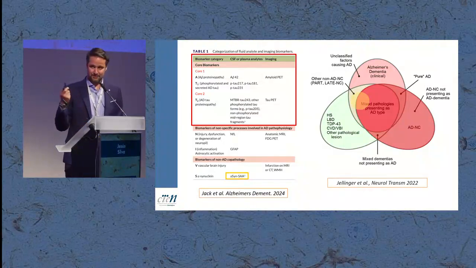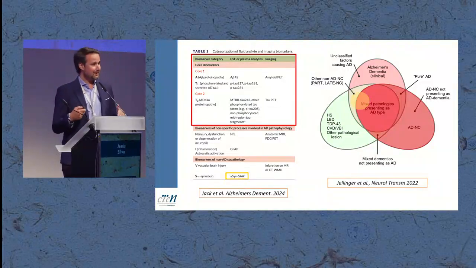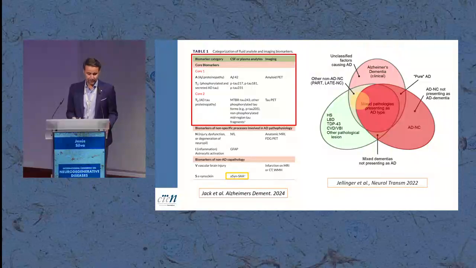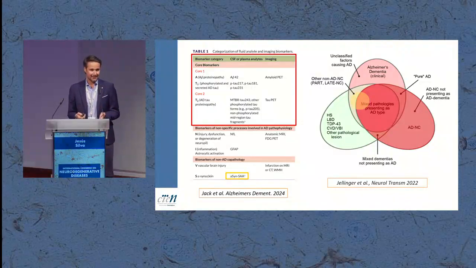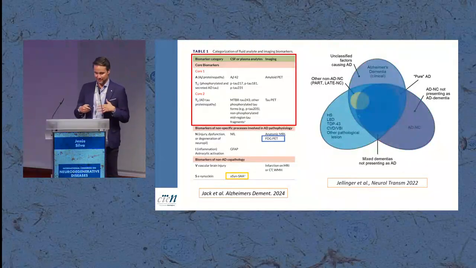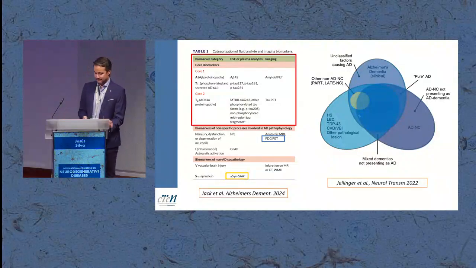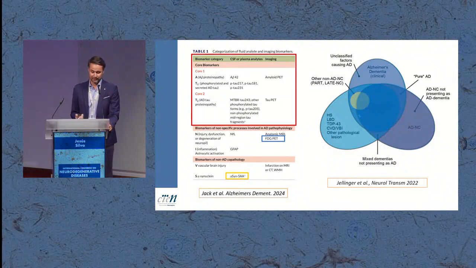However, as already was very nicely shown, despite being non-specific, which is a weakness, neurodegeneration biomarkers can potentially give us information about the whole spectrum of causes behind cognitive impairment.